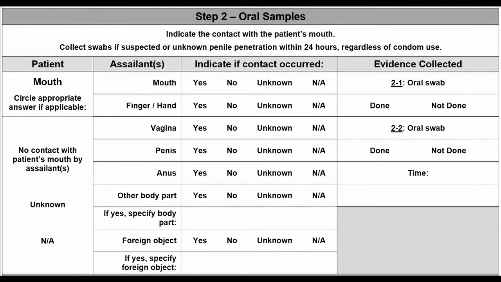Step 2, oral samples. The collection of oral samples should happen when there is indications of contact with the patient's mouth. In particular, if there's penile penetration of the mouth, and this has taken place within 24 hours.